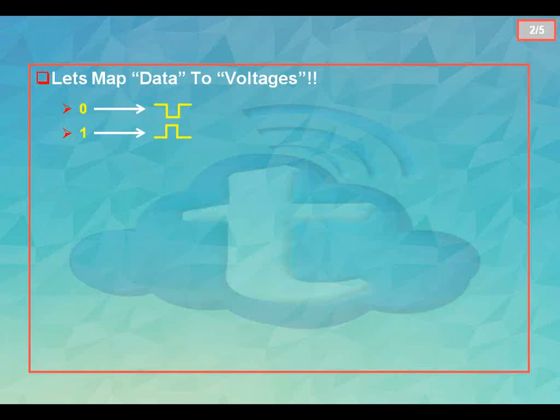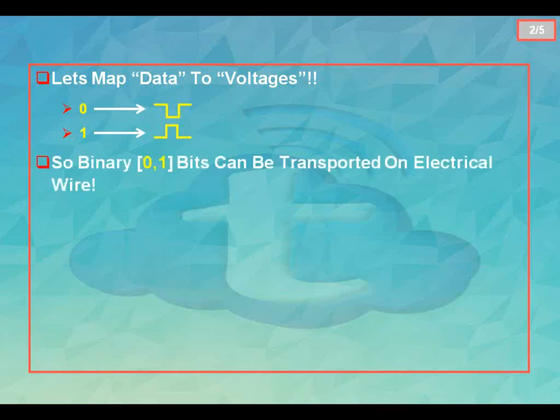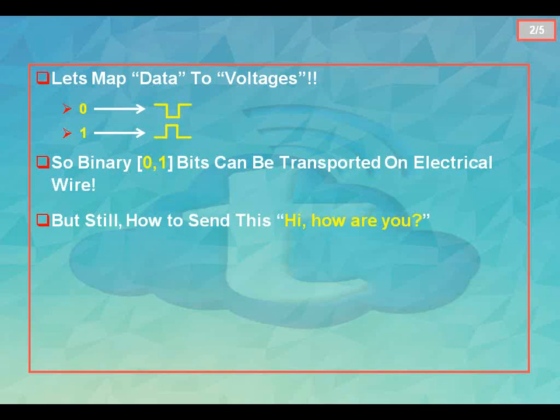But I don't want to transmit ones and zeros. Binary bits can be transmitted, no problem at all, on the wire by altering the voltages, positive 5 volts and negative 5 volts. But I don't want to transmit ones and zeros. What I want to transmit is "Hi, how are you?" That is the text I want to transmit. How do we transmit this text from one system to another system, where I have a limitation of transferring only ones and zeros on an electrical cable? How do I transfer English text?